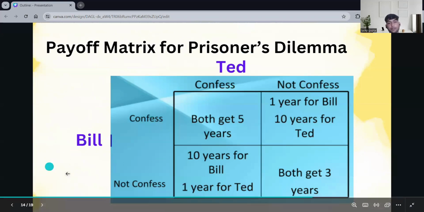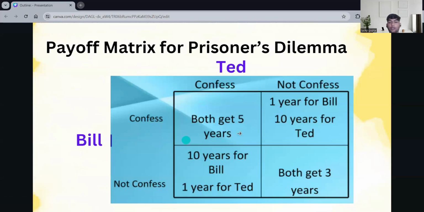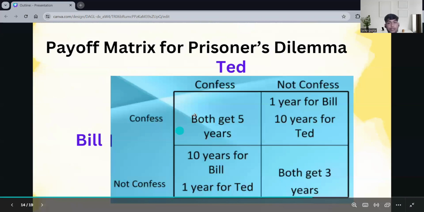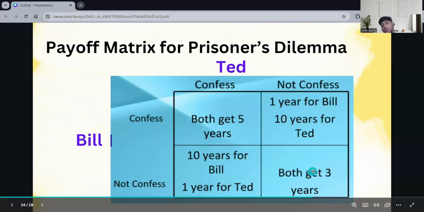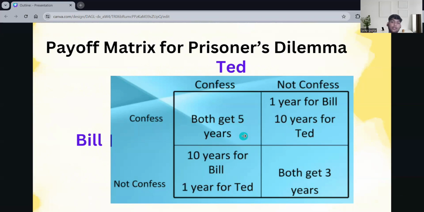So let's suppose Bill confesses. If both confess, both get 5 years. If Bill does not confess and Ted confesses, then it is 10 years for Bill and 1 year for Ted. And if Ted does not confess and Bill confesses, then it is 1 year for Bill and 10 for Ted. And if they both do not confess, they get 3 years. So what should be the better option here? Let's see.